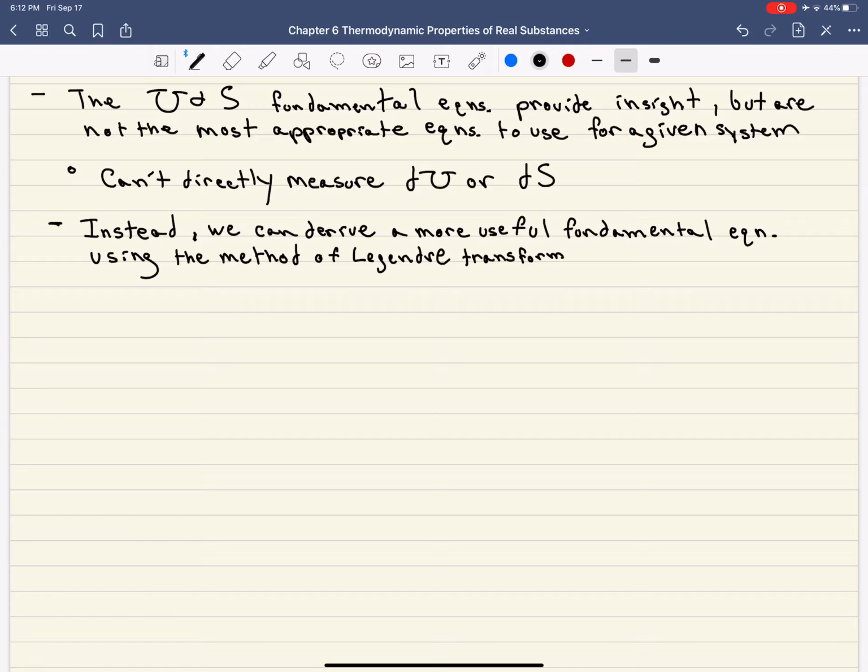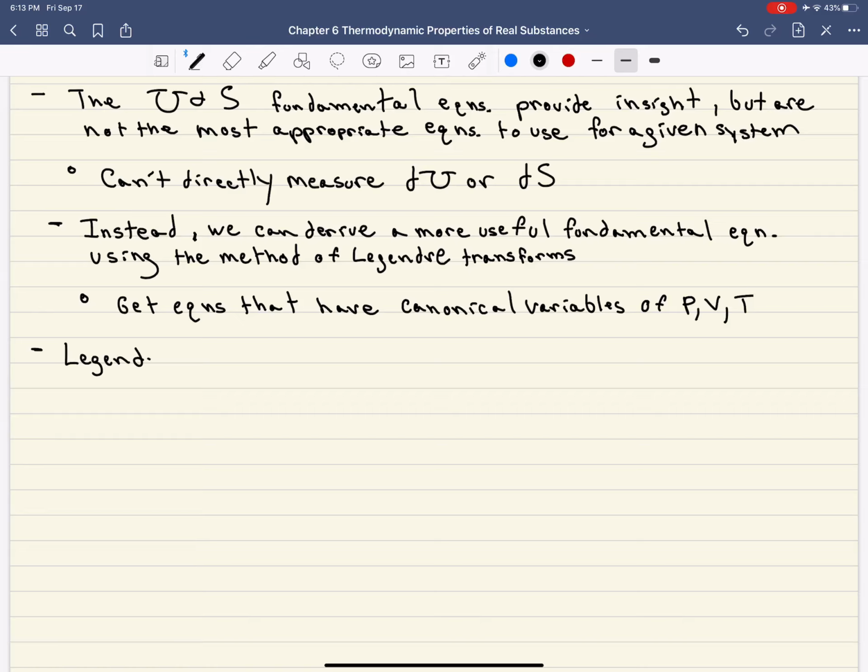Okay. And by doing this, we can get equations that have canonical variables of measurable things like pressure, volume, and temperature. Okay? All right, and so Legendre transform can be a somewhat intimidating sounding name, but it's actually a fairly straightforward concept. Okay?